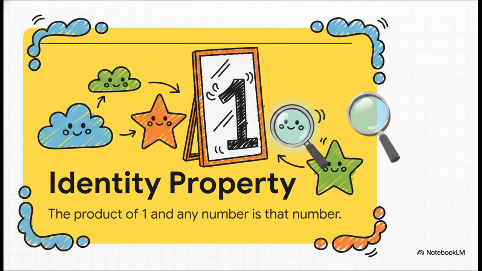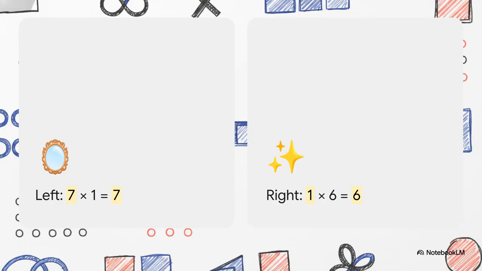Khan Academy defines this as the product of 1 and any number is that number. Basically, whenever you multiply a friendly number by 1, it maintains its unique identity. I always like to think of the number 1 as a magical mirror. Any number that multiplies by 1 just looks into the mirror and sees itself right back. Notice how 7 times 1 equals 7. The 7 looked in the mirror and stayed a 7.